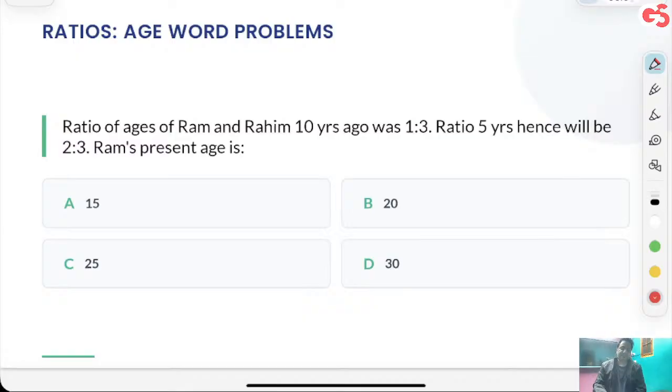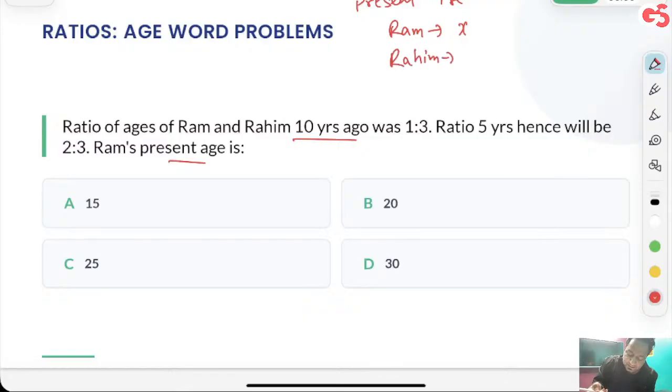25. Okay. So 10 years ago it was 1:3. All right. What it is today we don't know. That's fine. Let's assume the present age. Okay, here do present age. Let's say Ram's present age is X years and Rahim's present age is, let's say, Y years. All right, this is one way.